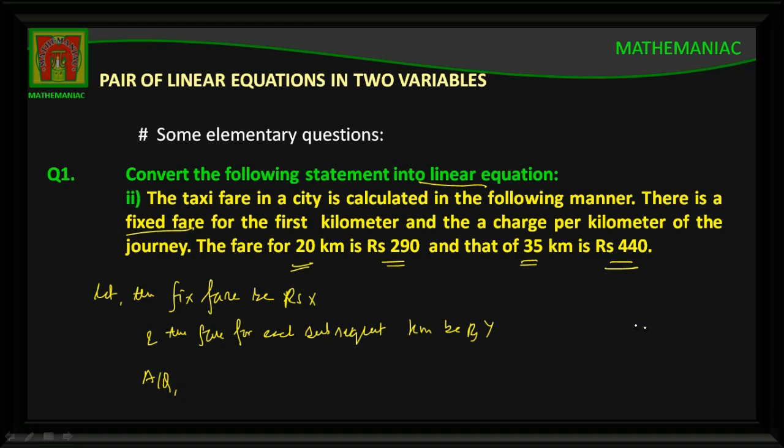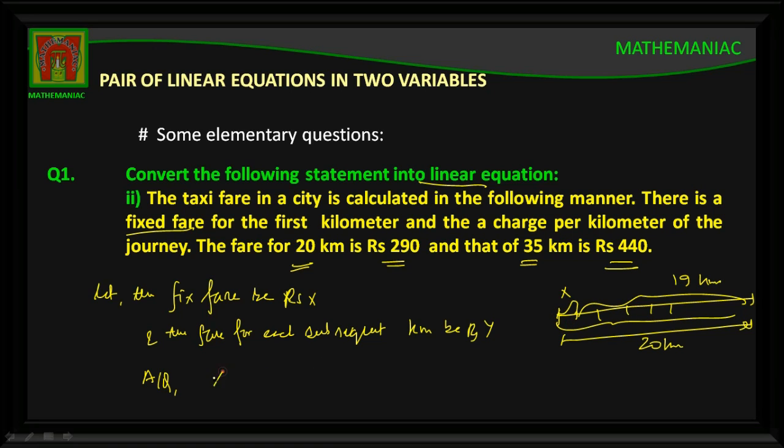According to the question, now just see, suppose this is the journey length, this is 20 kilometers. I am considering the first case. This is 1 kilometer and this is the remaining 19 kilometers, right? You must visualize it like this. For this 1 kilometer there is a fixed fare, that is X. And for these 19 kilometers, per kilometer you have to pay rupees Y. So that constitutes the total fare. First kilometer you are paying rupees X. And how many kilometers are left for completing the journey? 19 kilometers. At the rate of Y you will pay this much. And what is your total payment for the first case? 290. This is one equation.